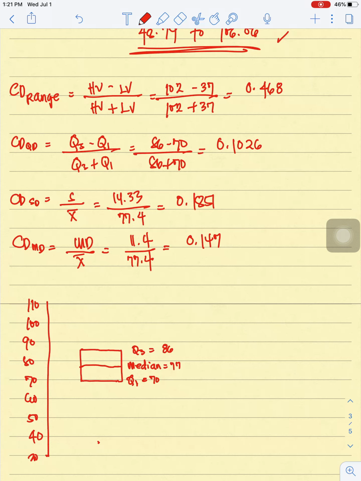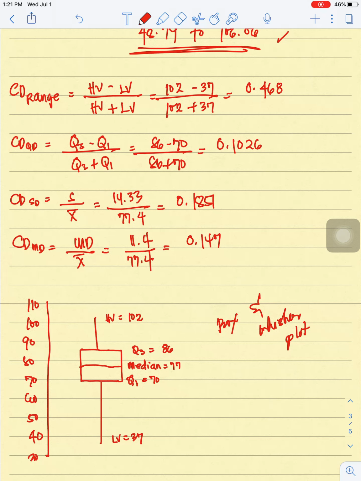This is our box, and then this is our whisker. And of course, the highest value is 102. This is our highest value, that is 102. Okay, so this is our box and whisker plot. So this is for ungrouped data.